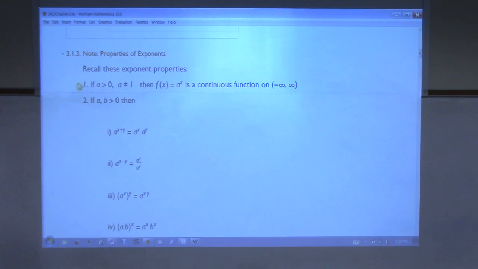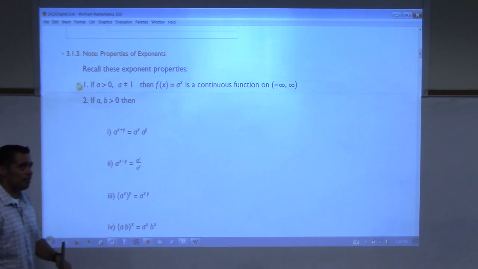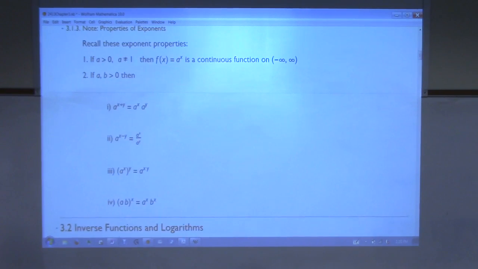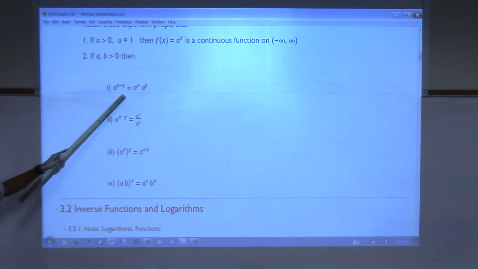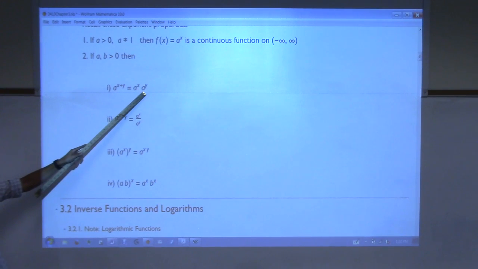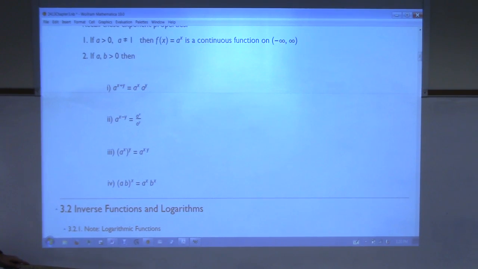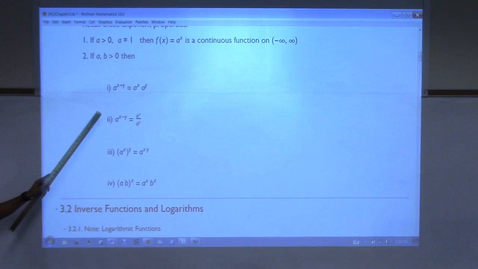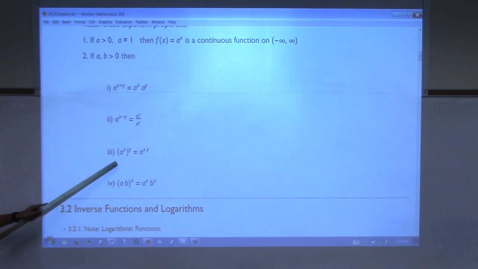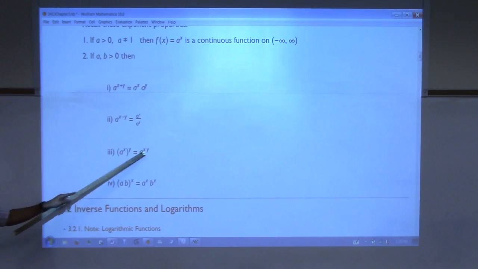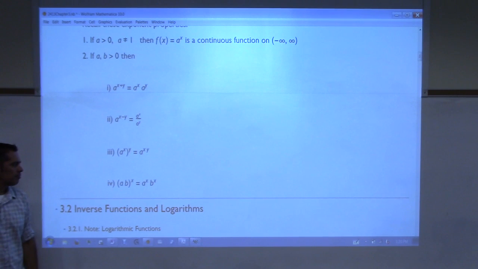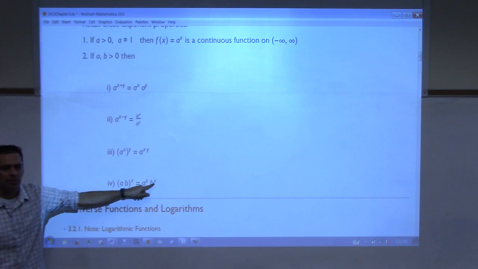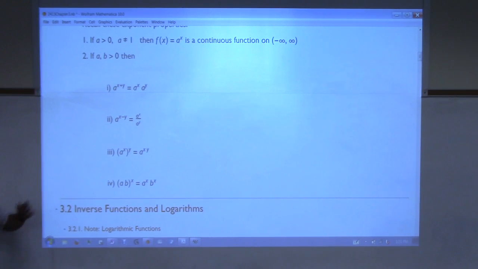There were properties of exponents from college algebra and even before college algebra that we will use. Things like if you have a base to a power times the same base to a power, you add the powers, right? If you have something to a power over the same thing to a power, you subtract the powers. We've done this already, right? Something to a power, raise the whole thing to a power, you multiply the powers. And then this last one, if you have a product to a power, you can apply the power to each of the factors. Properties of exponents.